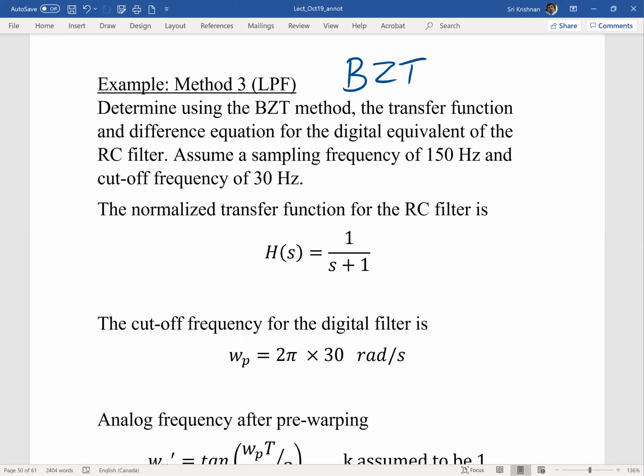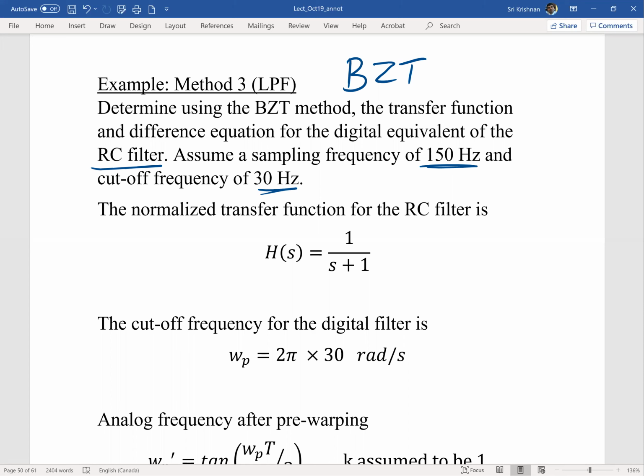So in this particular example that's been considered, we are required to design a digital equivalent of an analog filter, which happens to be an RC filter, a filter with a resistor and capacitor. The sampling frequency that's provided to you is 150 Hertz, and the cutoff frequency expected of this filter is 30 Hertz.